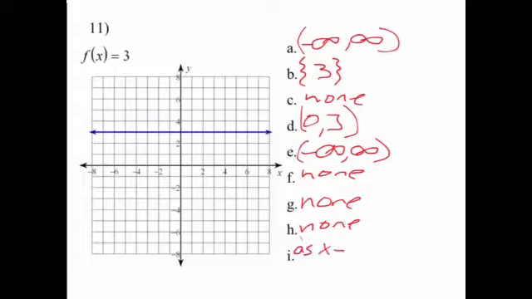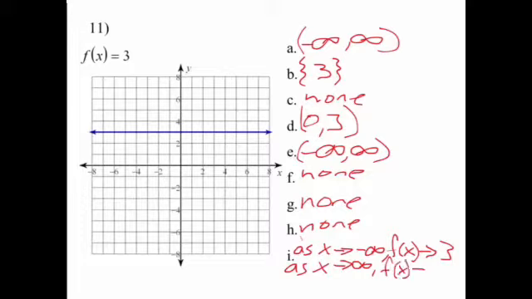So as you go left forever, what does your function do? Well, if you go left, it just stays at the same y value, and so my function is just going to go to 3. As your x's go to the right, into positive infinity, what does your function go to? Well, if you go right forever, it still stays on 3. And so my end behavior is going to be 3 for both sides.